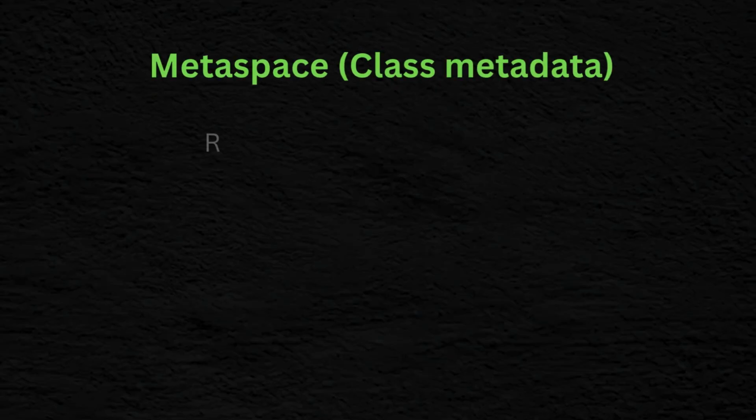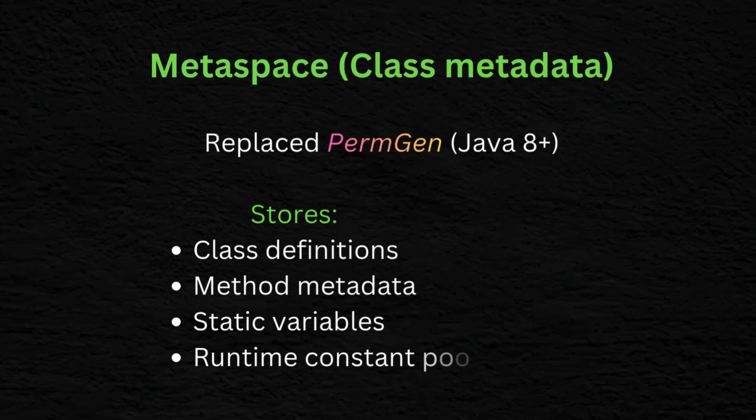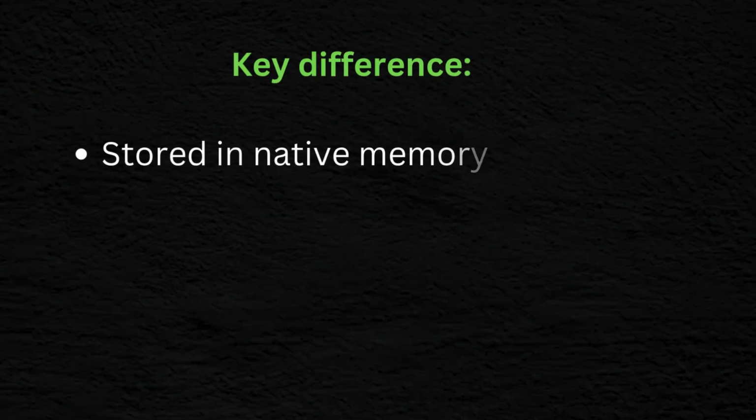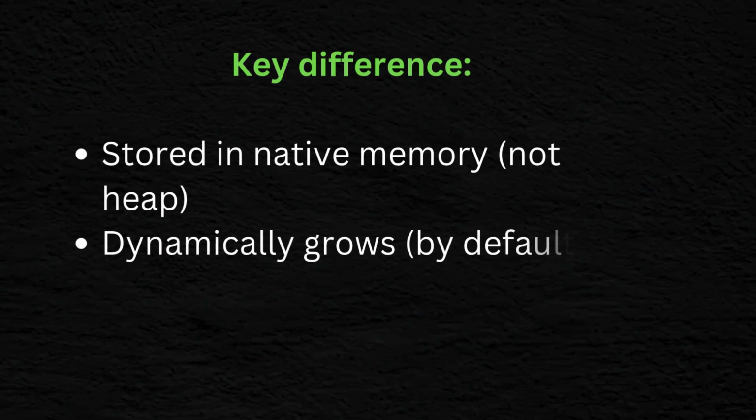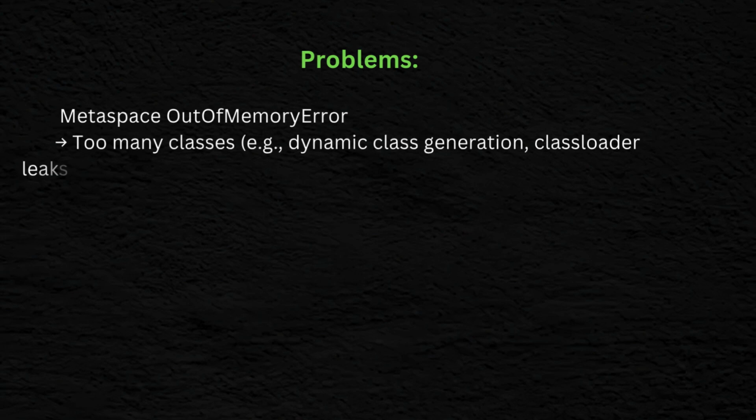Metaspace. Metaspace replaced PermGen in Java 8. It stores class definitions, method metadata, static variables, and the runtime constant pool. The key difference is Metaspace is stored in native memory, not in heap. It can grow dynamically. Metaspace OutOfMemoryError happens when too many classes are loaded, for example, dynamic class generation or class loader leaks.